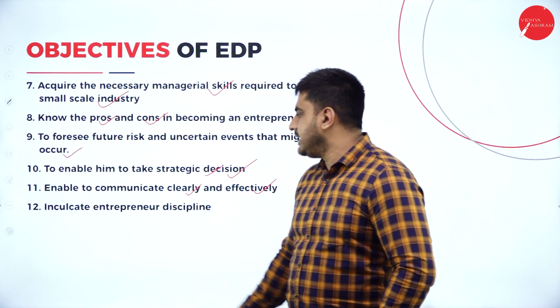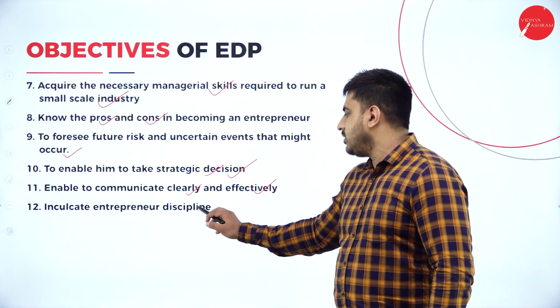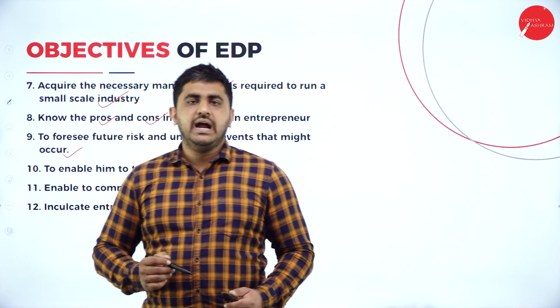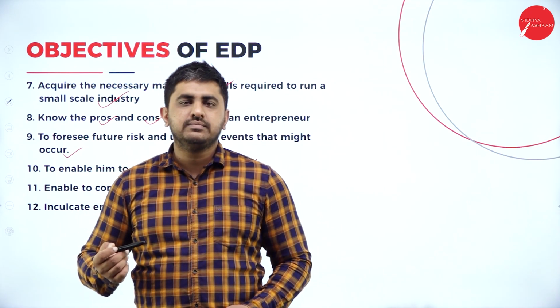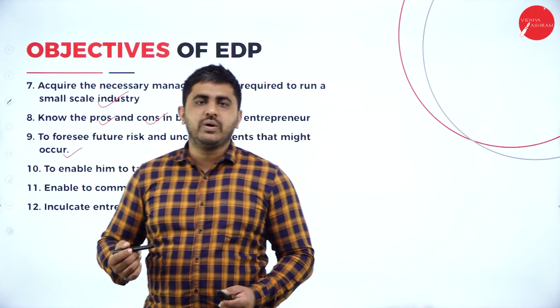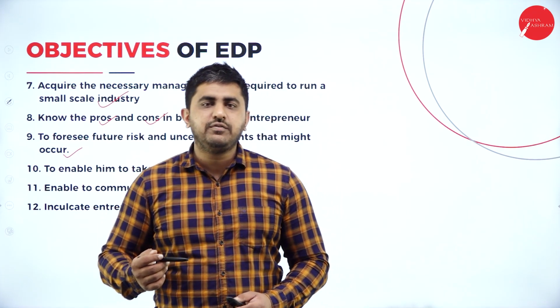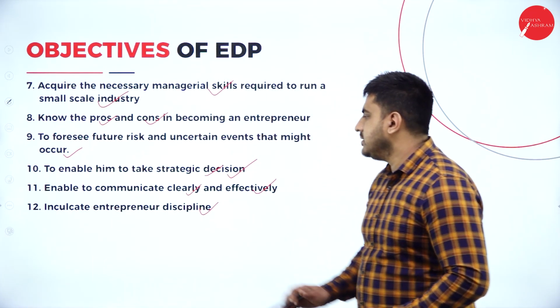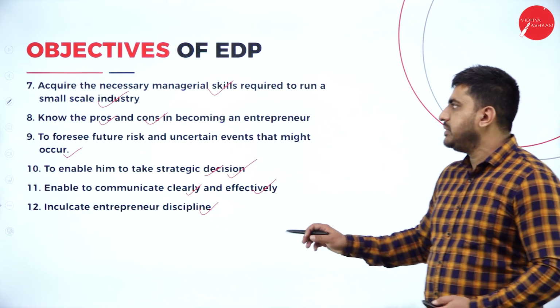That is the meaning. Inculcate entrepreneur discipline. That is, an entrepreneur should be a disciplined person. He cannot be lazy, and to be a successful entrepreneur, he cannot make it overnight. He will have to dedicate a minimum of 5 to 7 years so that he becomes successful. That is, inculcate entrepreneur discipline.